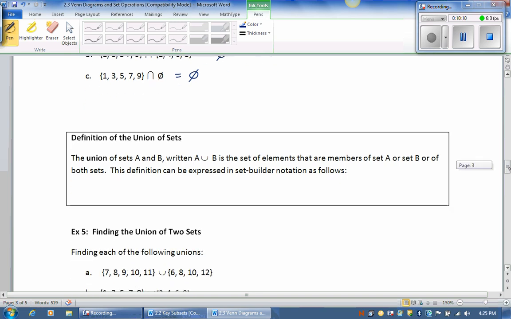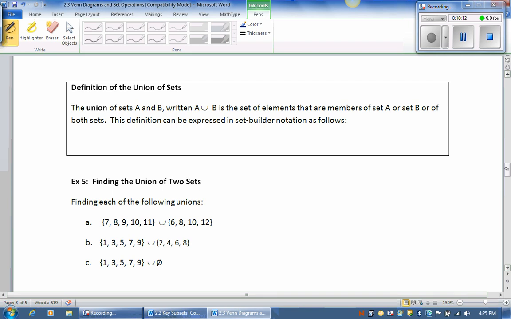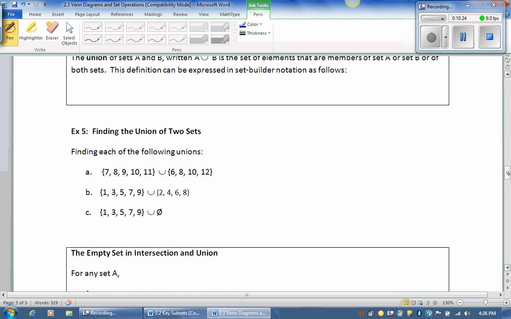All right, so let's talk about the definition of the union of sets. The notation kind of looks like a U. It's the set of elements that are members of A or of B, or of both sets. The definition can be expressed in set builder notation as well, so you have to write this down: A union B is x such that x is an element of A or x is an element of B.